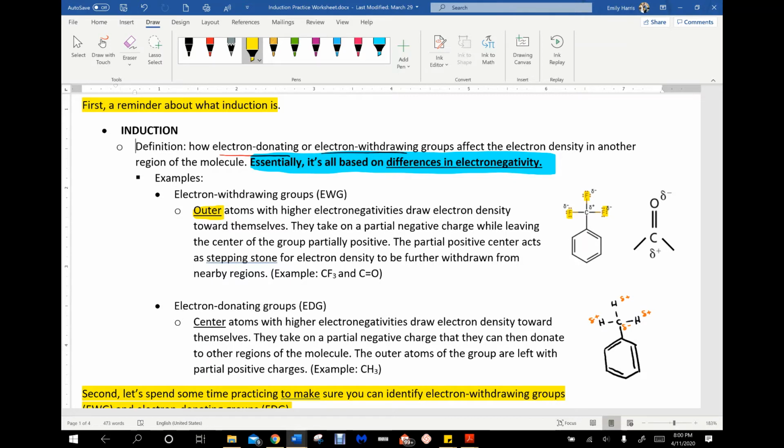On the flip side, electron donating groups often have a center atom that is more electronegative than the outside atoms. That center atom therefore draws the electron density toward itself and takes on a more partial negative charge. It can then donate some of that extra electron density to other regions of the molecule.